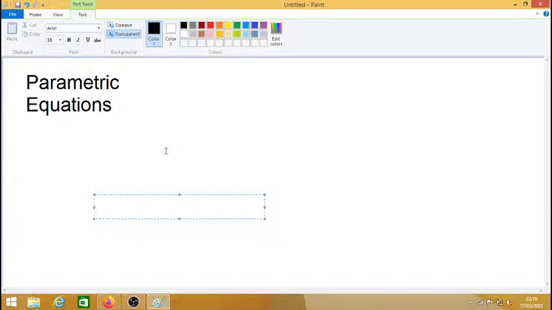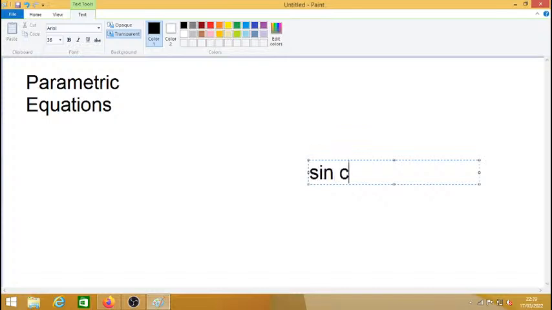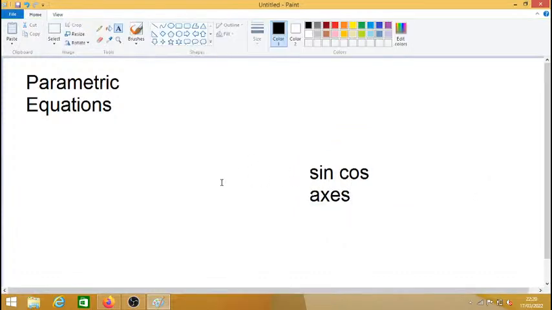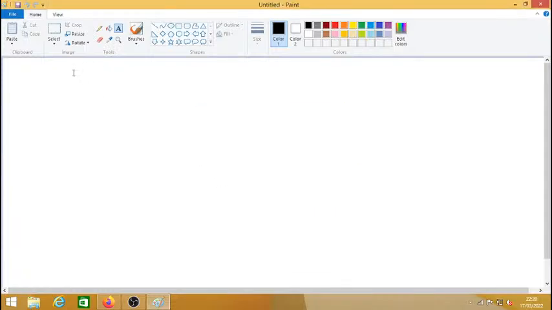This chapter is the chapter on parametric equations as part of the A-level Year 2 Pure Maths curriculum. Today's question looks at parametric equations involving sine and cos, and we're asked to work out the coordinates of where the curve crosses the axes, in particular in this one, the y-axis.